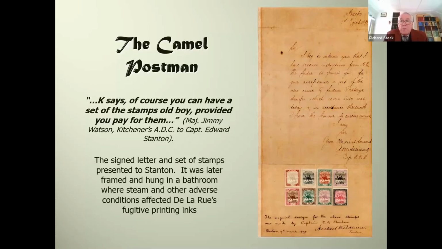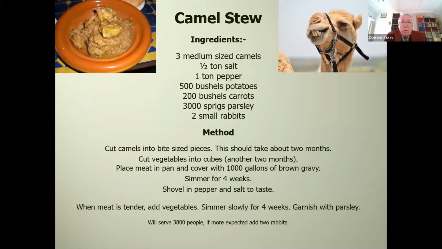This is a family item with the descendants of Stanton, and this was produced at the centenary of the Camel Postman weekend that the Sudan Study Group held in 1998. And with the consent of the existing owners, because it'll never come on the market, it was probably the most photocopied item that weekend.